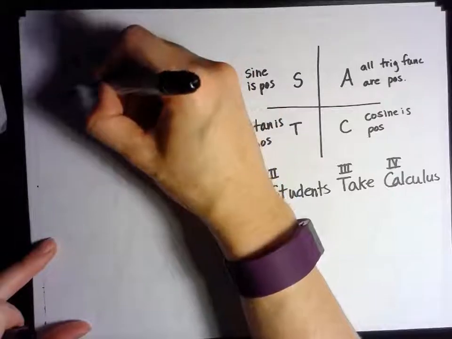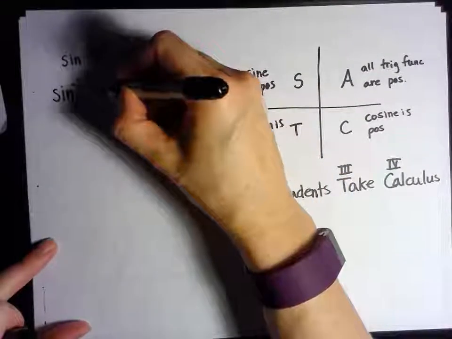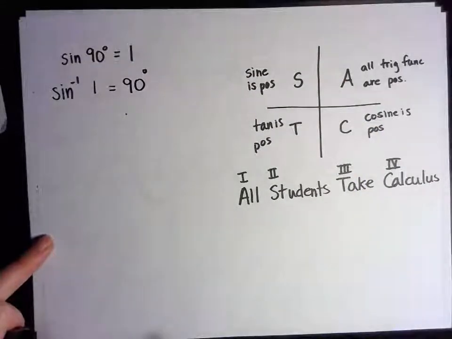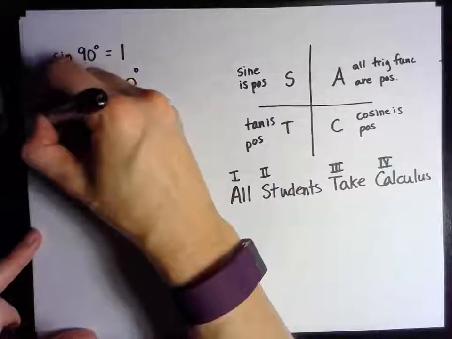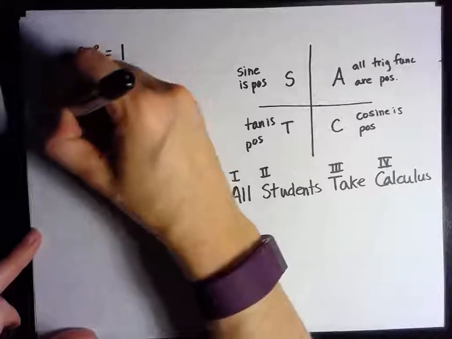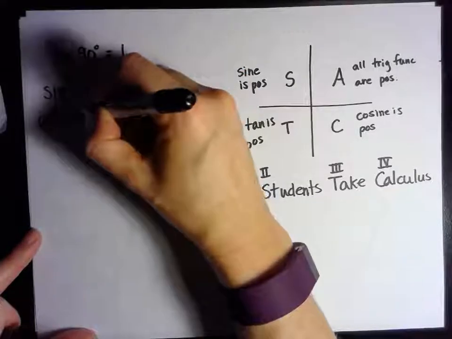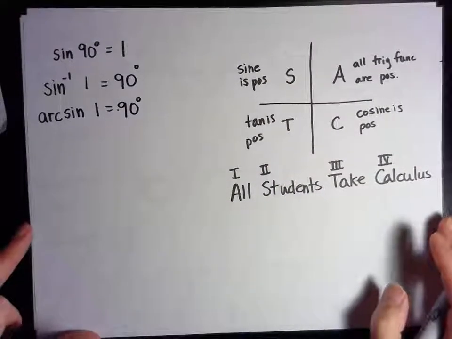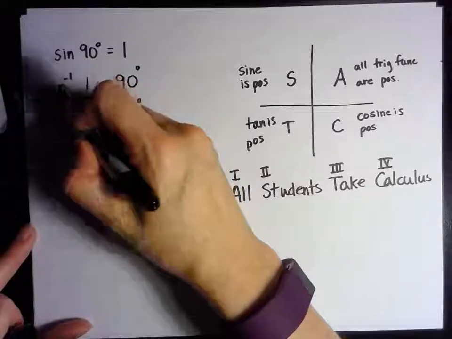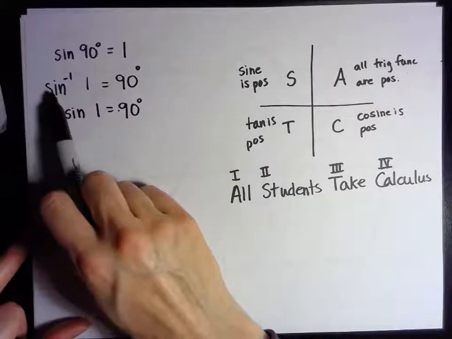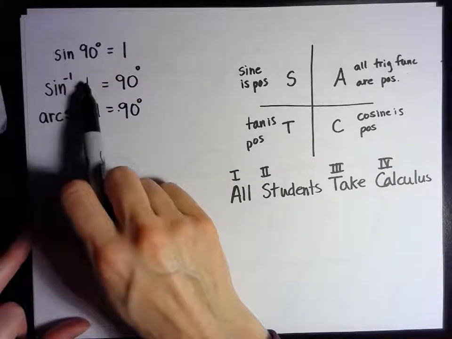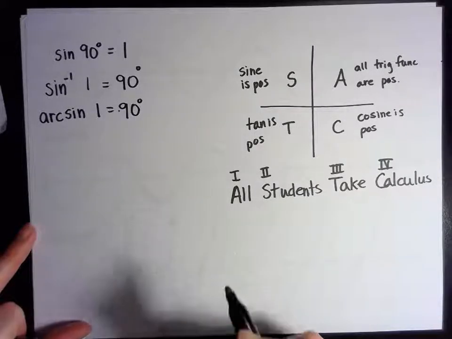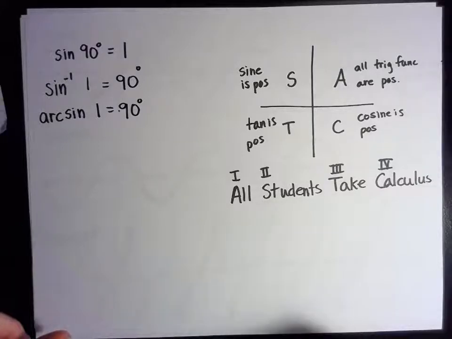So the inverse sine of 1 is going to give us 90 degrees. That's also the arc sine of 1, which will give us 90 degrees. These both mean exactly the same thing: the angle whose sine is 1 is 90 degrees. They are two different notations for the same thing.